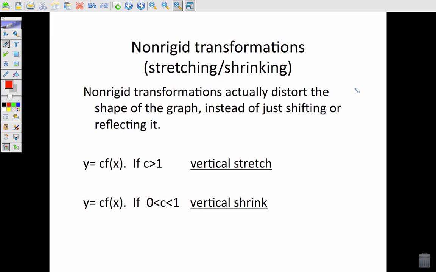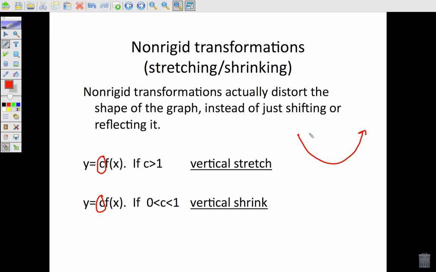All right, non-rigid transformation, so stretching and shrinking. A non-rigid transformation actually distorts the graph. Instead of just shifting it left or right, it distorts it. So if you are multiplying your function by a constant in front of it, or the whole thing being multiplied, two things occur. If c is greater than 1, then it's a vertical stretch.